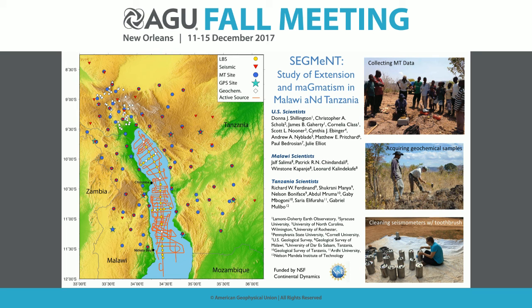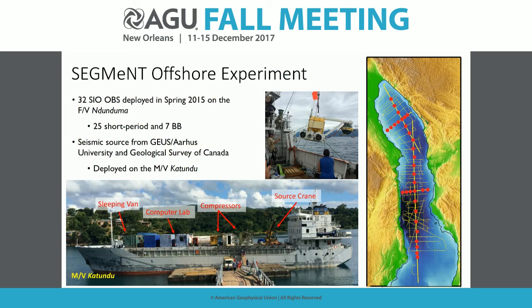I'm using offshore data that was a part of the multidisciplinary SEGMENT project. This was the Study of Extension and Magmatism in Malawi and Tanzania. This included geochemical, geodetic, and active and passive source seismic. I'm just listing all of the US scientists as well as African and other international collaborators and institutions without whom this project would never have been possible. And I'm going to focus on the active source experiment.